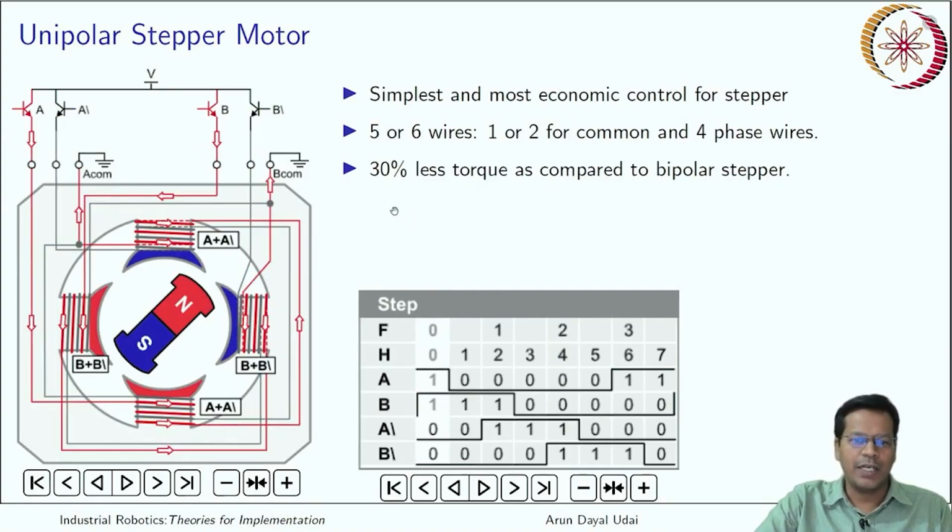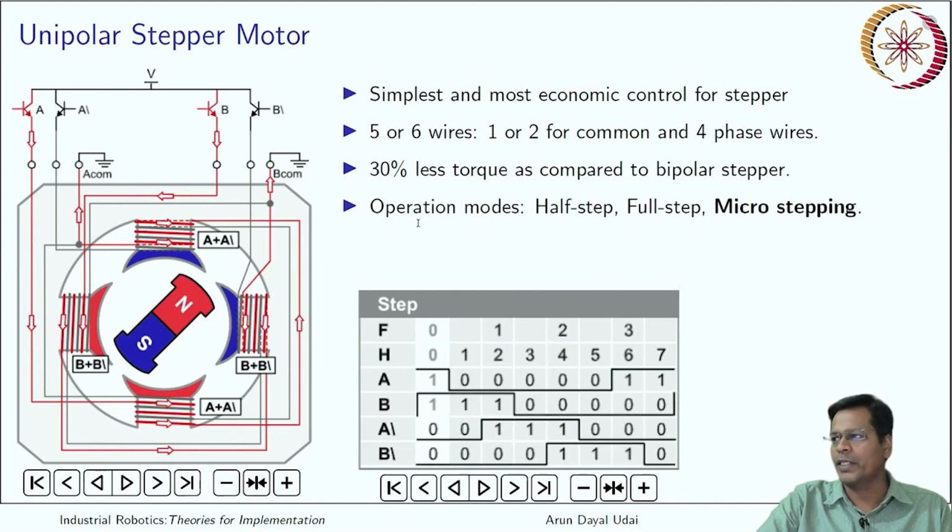Okay, so yes, it has 30% less torque as compared to bipolar stepper motor. We'll be discussing bipolar stepper motor as well later on. Before that, let us discuss this one. And then operating modes: they can run in half step, full step, micro stepping. We'll see all of these. Before we go there, let us first see this one.